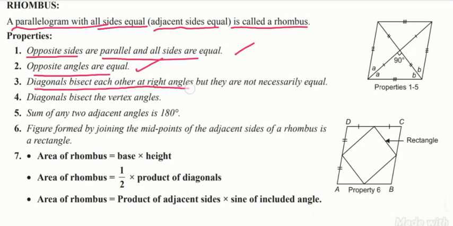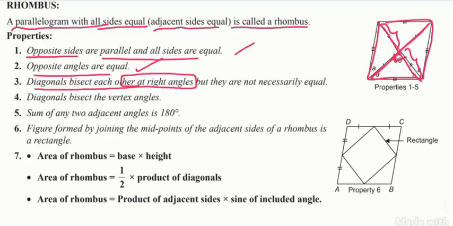Diagonals bisect at right angle, very important. Diagonals make 90 degrees. Look at the figure. This is the rhombus. So these two diagonals make 90 degrees here. So diagonals bisect each other at right angle, and this length and this length are equal. This length and this length are also equal. So diagonals bisect each other at right angle.